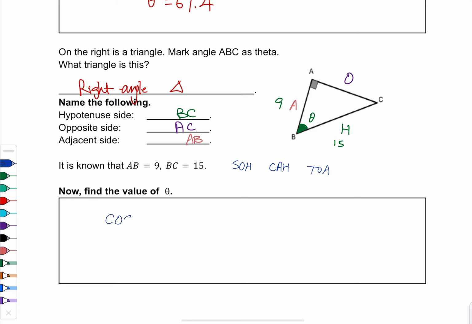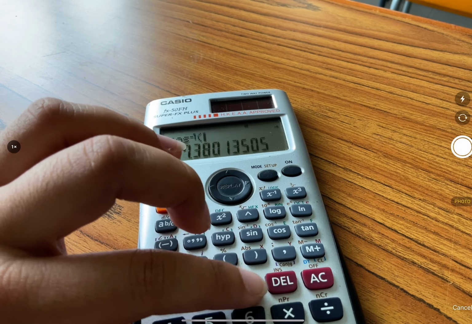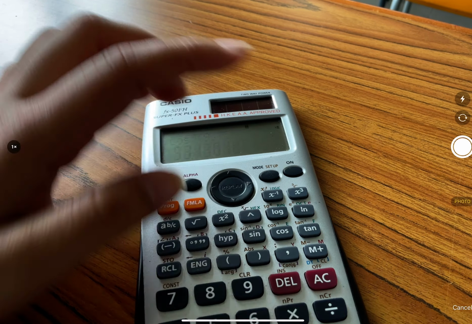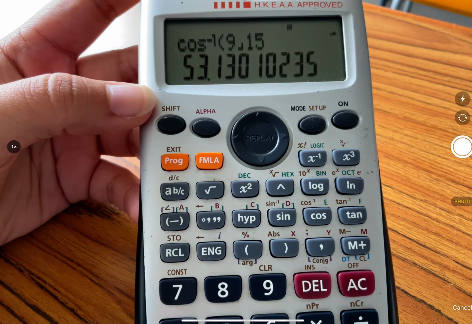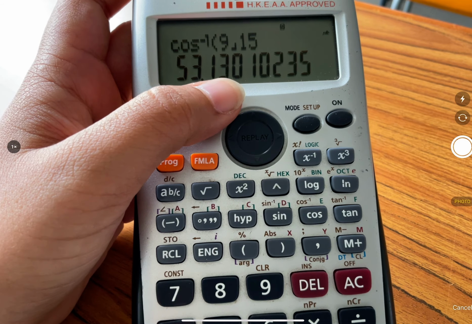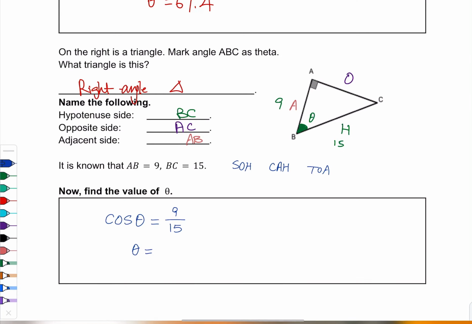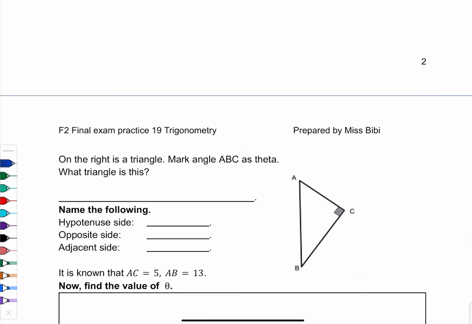So cosine theta equals A is 9, H is 15. And so theta will be shift cosine 9/15. You can get that as 53.1. Do I have to round off? No, because the next number is small. So it's just 53.1 degrees. That's good. Let's continue.